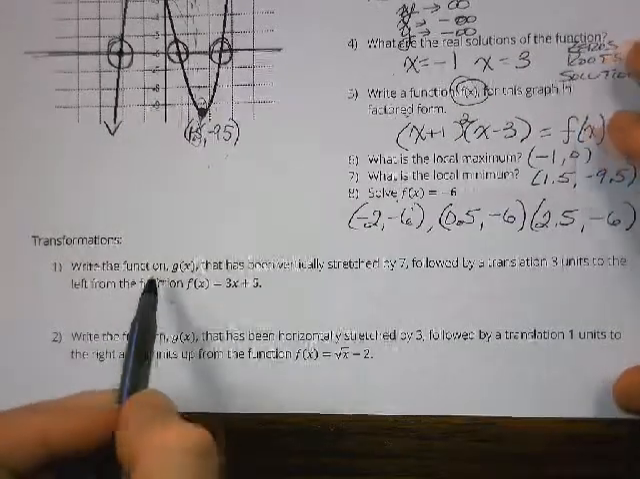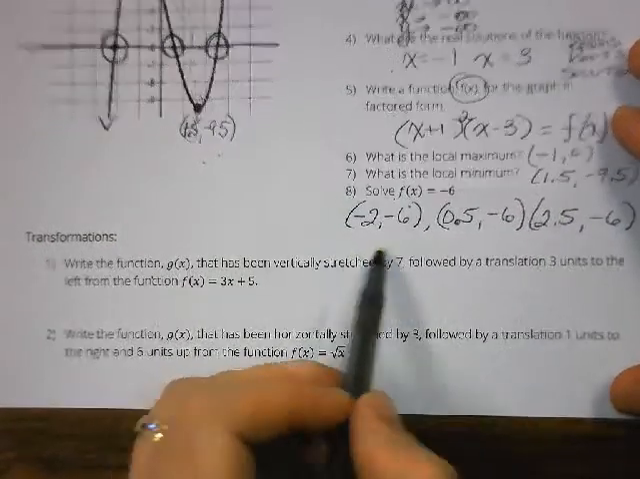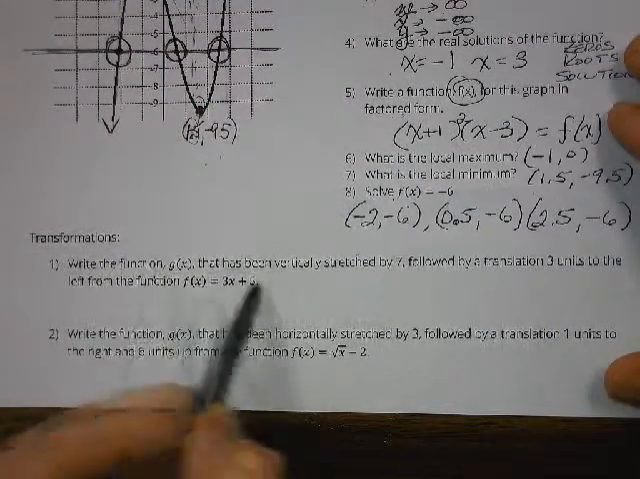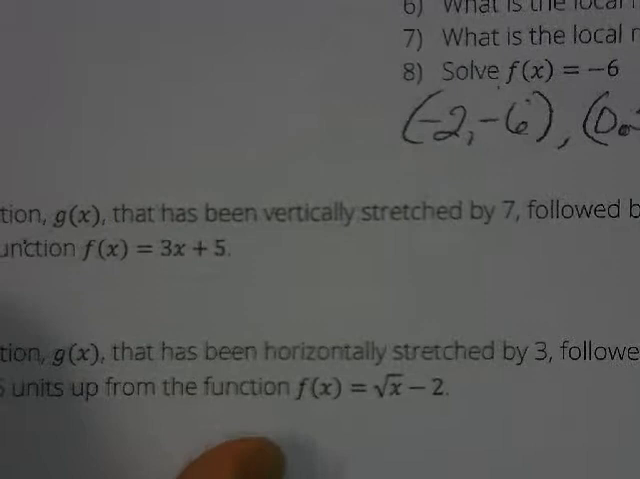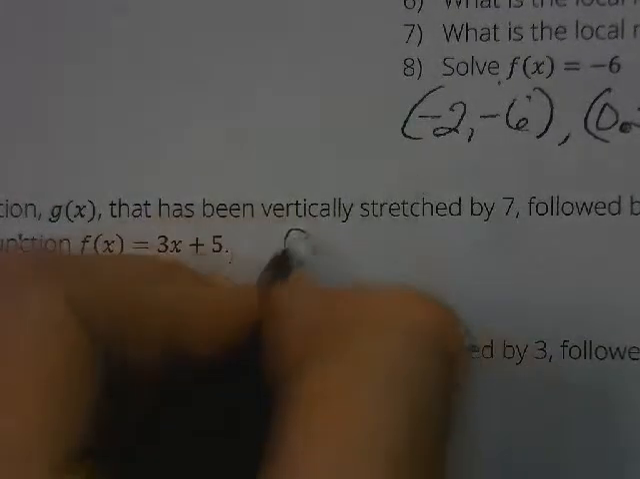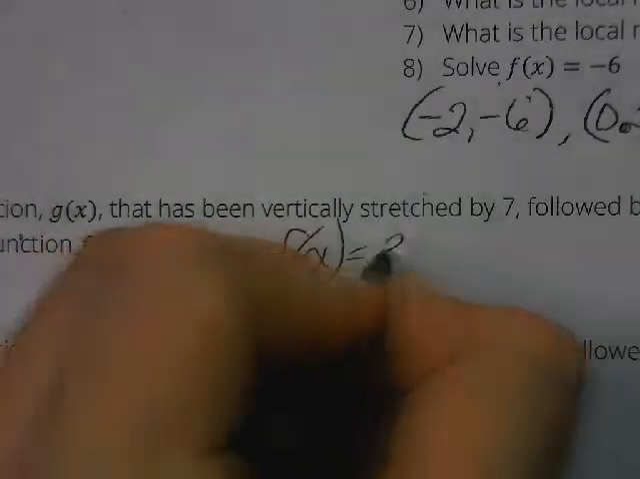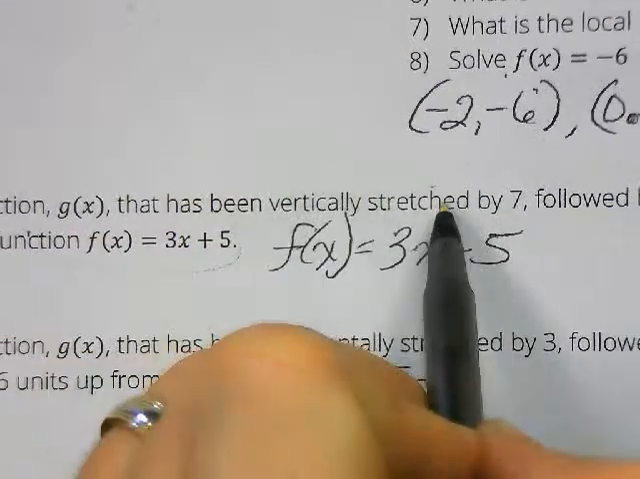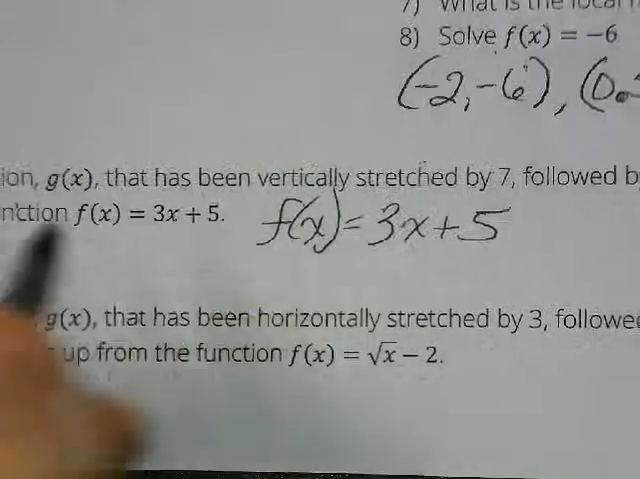So now let's talk through transformations. We're going to write a function that has been vertically stretched by 7 and translated 3 units to the left from f of x, which is 3x plus 5. So we'll start with f of x is 3x plus 5, and we know that we need to vertically stretch it by 7.